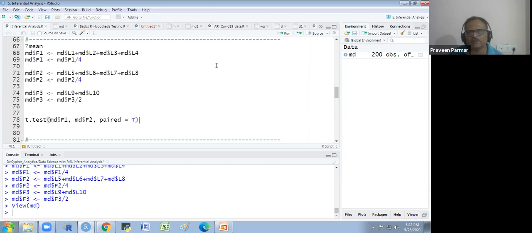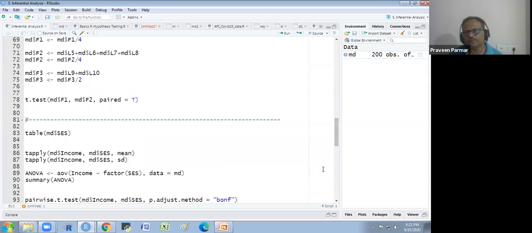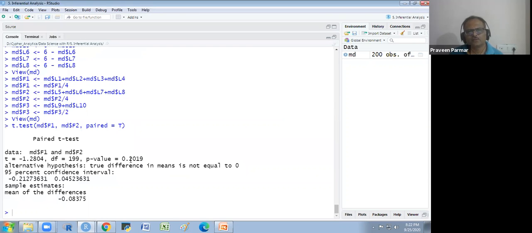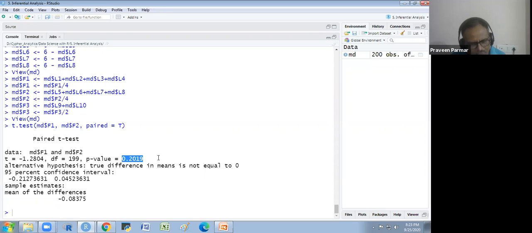So we are making the t-test. Is it 0.20? There is no significant difference between F1 and F2. Does that make sense to everyone? Yes, sir. We consider these only. We don't do the PCA in that inferential analysis. That we use mostly in the predictive.